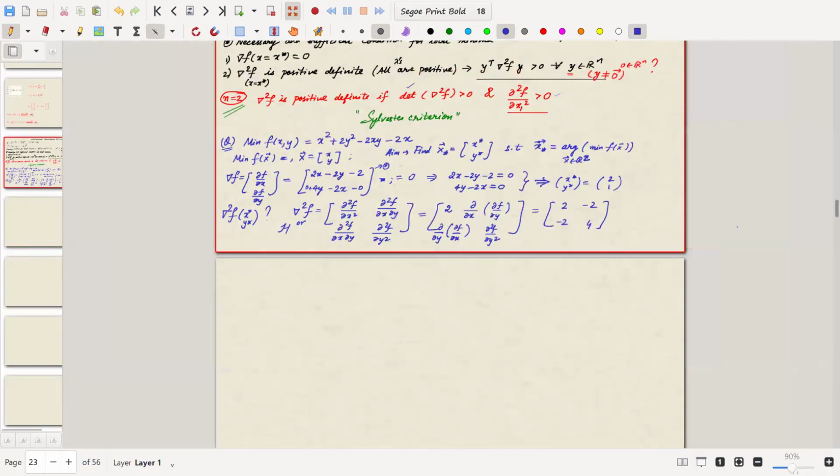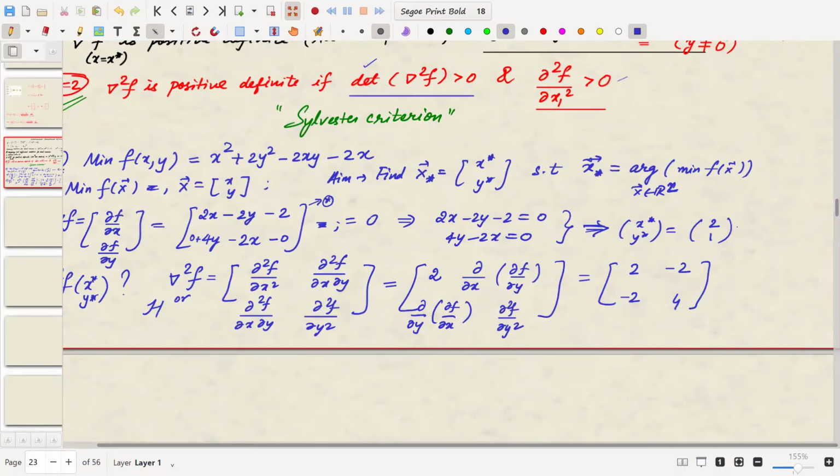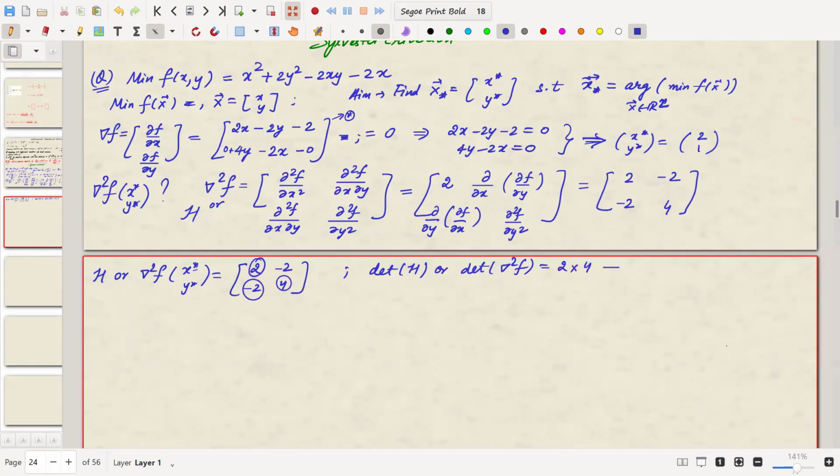Okay. Now what you have to do? Apply the Sylvester criterion. What does the Sylvester criterion say? That the determinant of the Hessian should be greater than 0. Right? So what's the determinant here? The Hessian, or the del 2f at x star y star, you are getting as a square matrix 2, minus 2, minus 2, 4, right? Fine. So can you compute the determinant of the Hessian? Multiply 2 into 4, minus minus 2 into minus 2. What is it? 4. Is it greater than 0? Yes. So part of the Sylvester criterion is satisfied.